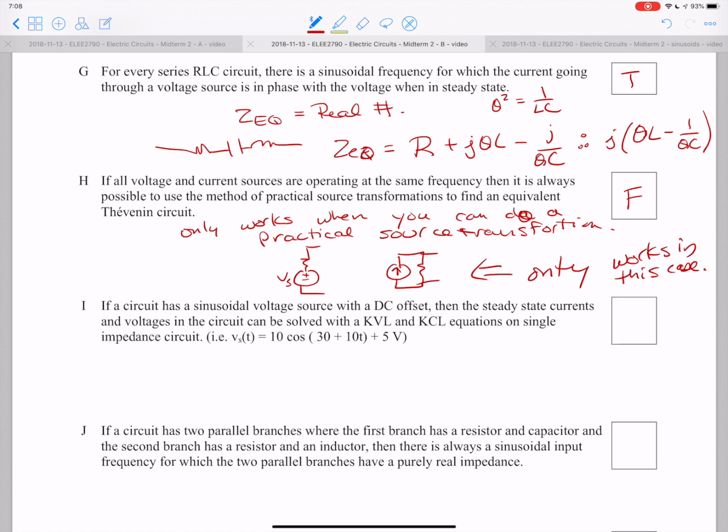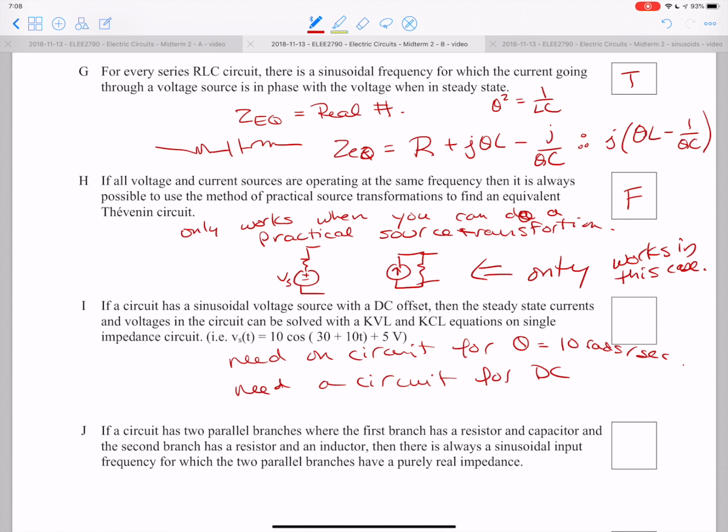So if you look at this, you realize that you need one circuit for theta equal to 10 rads per second. But you actually need another circuit to solve for the DC value as well. And DC, by the way, is equivalent to theta approaching 0, or theta equals 0. So in fact, you need two, and you cannot do this with simply one equivalent circuit. This statement is false.